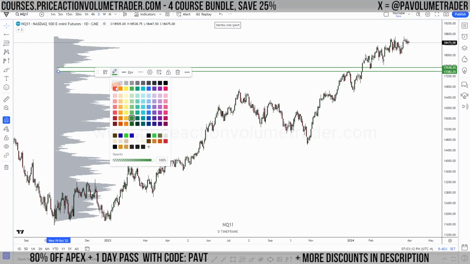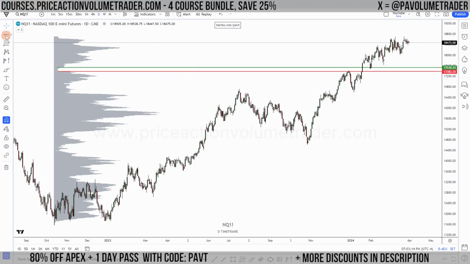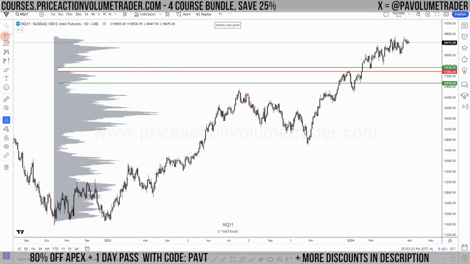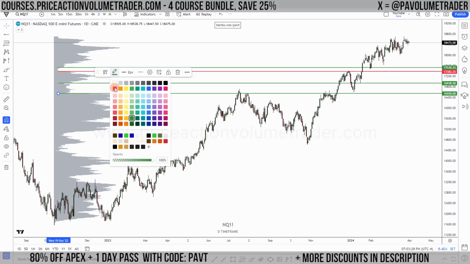Sometimes I would make it red because I would use them as resistance on top of the high volume node, support on the bottom. And I used to do it like that. Then over here, same thing. Okay, and this is how I used to do it.